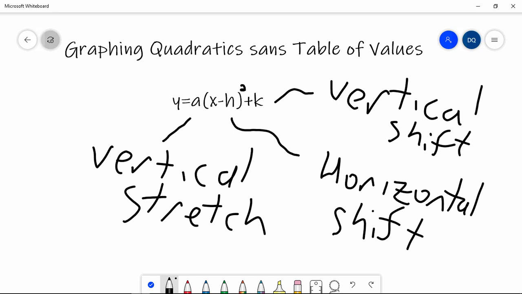So any quadratic is going to resemble y equals x squared, that basic quadratic that you know very well. And then if you apply these three transformations to it, you can determine what the one you are graphing looks like. So let me show you a few examples here.